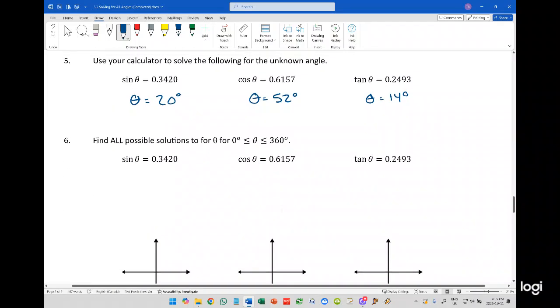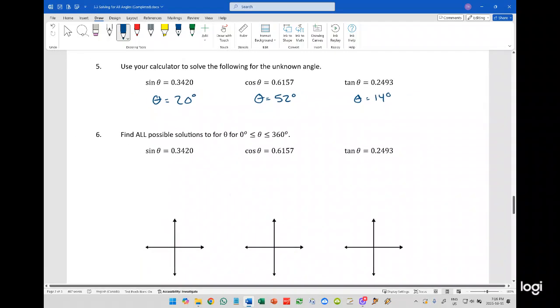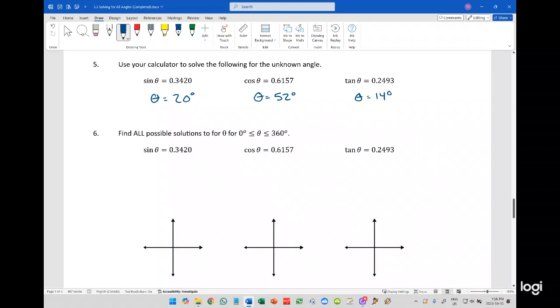You'll notice that question 6 has basically the exact same question again. It says sine of theta equals 0.3420. The only thing that's changed is it's asking us to find all of the possible answers between 0 and 360. So what I'm going to do for my first diagram for this one, I'm going to put down theta equals 20 degrees, but there's going to be a second one. How do I find the second one?